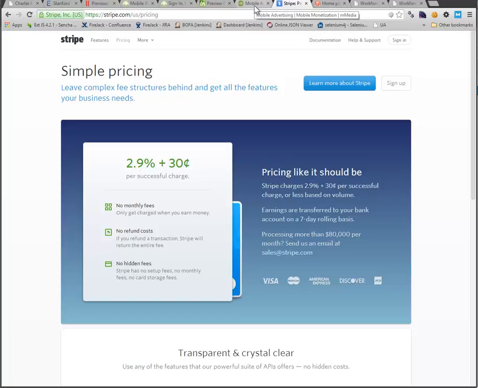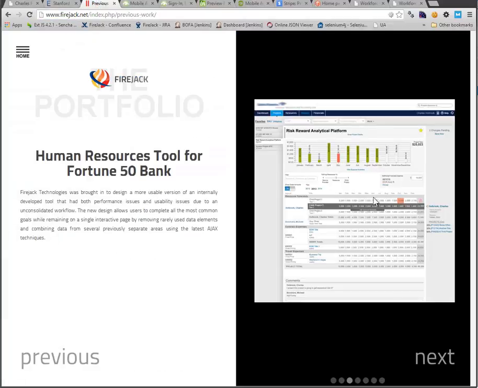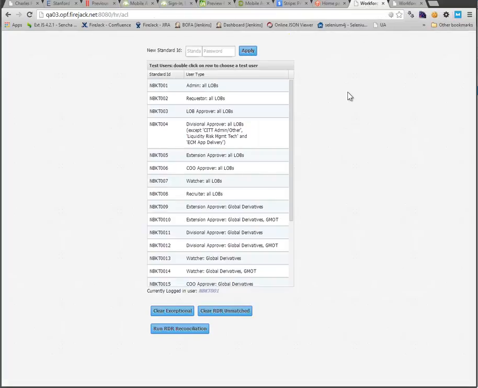I've also done work for Bank of America. So this is one of the applications I designed there and helped with the team to implement it. But it basically shows the financial reporting for their HR system. We also built out their HR system, and I helped with the UI design again.